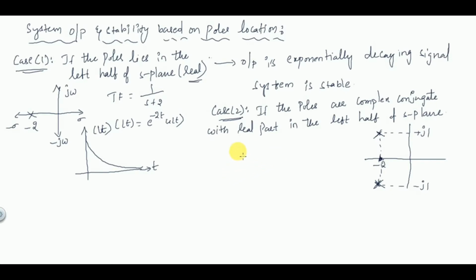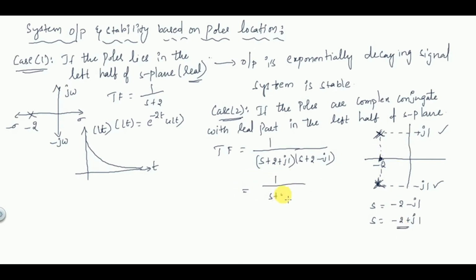So for such a value, the transfer function becomes 1 by s plus 2 plus j1, which is one pole, and s plus 2 minus j1, which is the other pole. If you make it equal to 0, s is equal to -2 minus j1 and s is equal to -2 plus j1. That is how the complex conjugate poles exist. So combining that, what you will get? 1 by s plus 2 whole square.